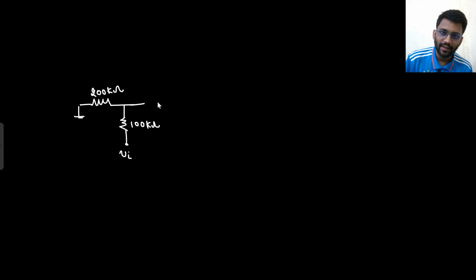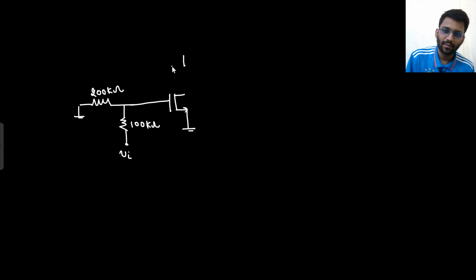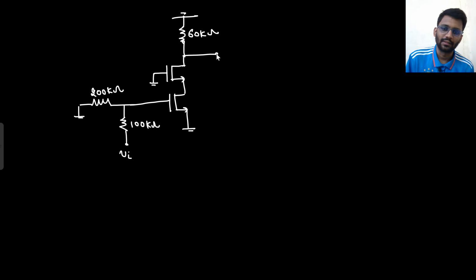Now whatever voltage I get will be fed to an amplifier, and this voltage will create some current, and that current will be flowing through the upper MOSFET as well. The gate node of this MOSFET is connected to ground. Drain is connected to a 60 kilo ohm resistance, and we have a supply VDD which will be grounded in the AC analysis. Here I am calculating my V0. So let's call this node Vx, this node Vy.